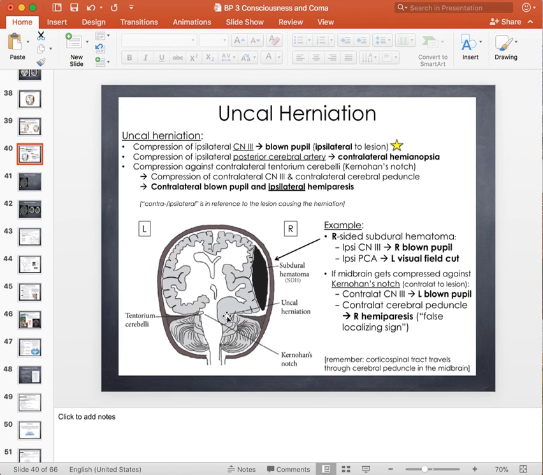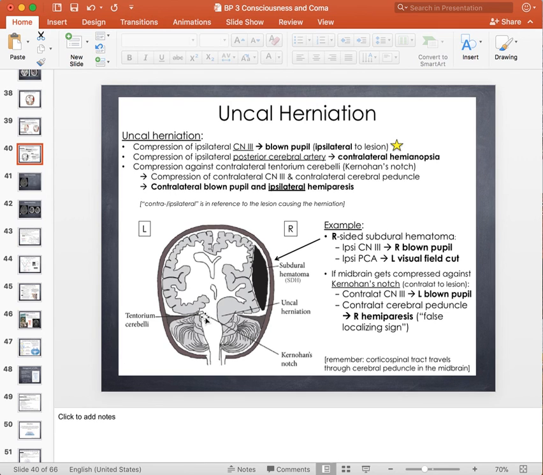Ipsilateral blown pupil. Thank you, ipsilateral blown pupil. That's okay. See, this is important. Even staff neurologists get this confused a little bit. So an ipsilateral blown pupil and a contralateral field cut from the ipsilateral PCA.